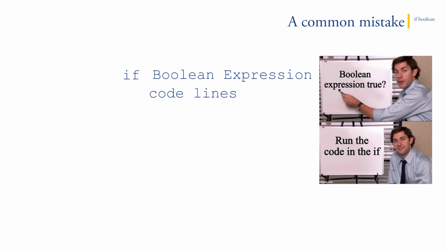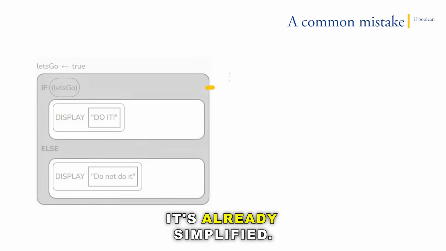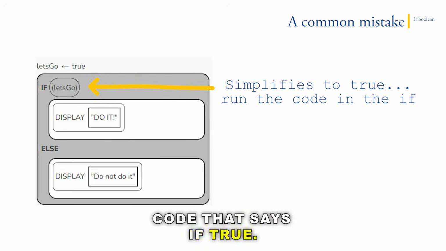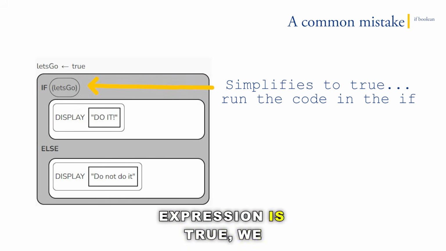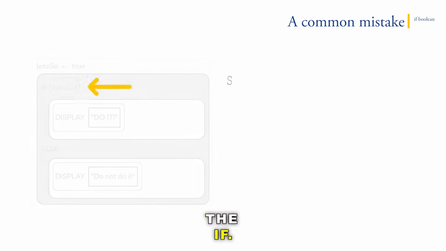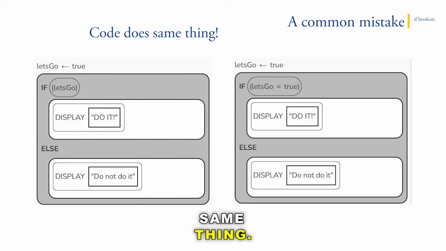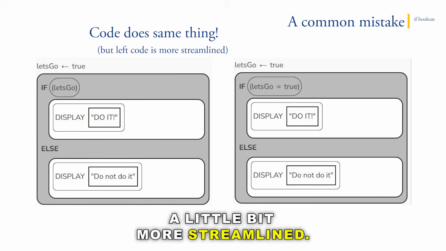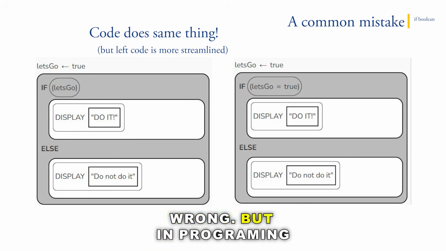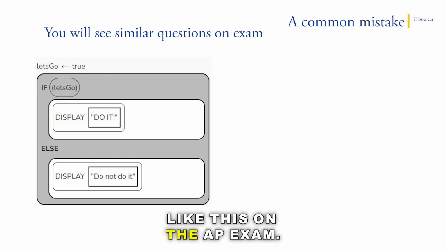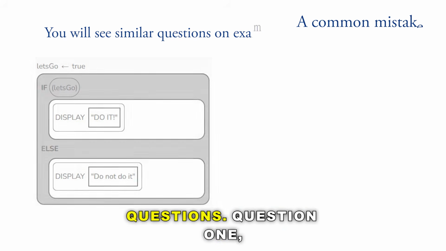That's the Boolean part. In this first example, it's already simplified. Let's go is true, which means we have a code that says if true. And remember, if the Boolean expression is true, we run the code that's in the if. In the second one, let's go equals to true simplifies to true equals to true, which is true. So these two are the same thing, but the first one is a little bit more streamlined. The second one isn't wrong, but in programming, we'll prefer the first version. You'll see questions like this on the AP exam, so you'll want to know how to solve them. And with that, on to the questions.